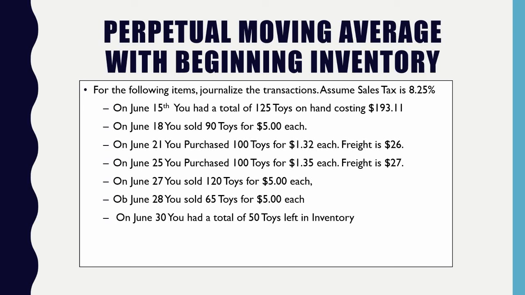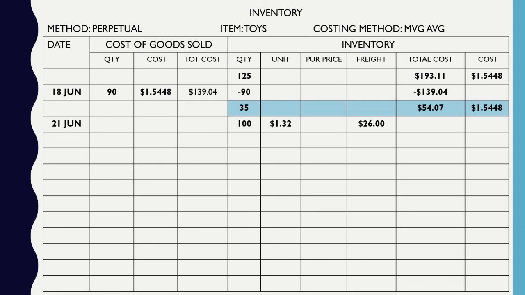So then we end up making an additional purchase of 100 toys at $1.32 with a freight of 26. So 100 times 1.32 is 132, plus 26, which is going to give you 158. In this case, we need to stop here, not solve for the cost per item, but solve for the average cost per item by tallying up what we have. I have a new grand total of $212.07 at a total quantity of 135 units.